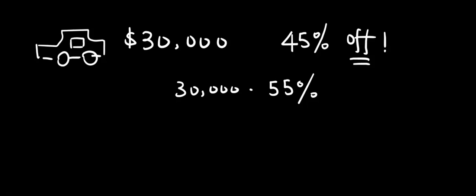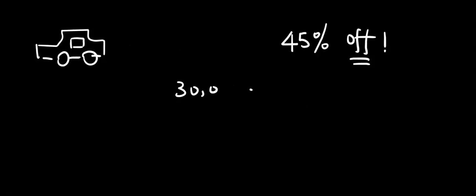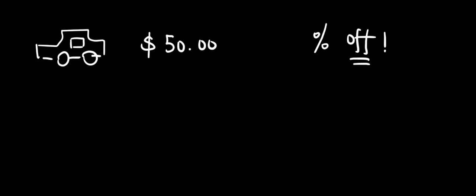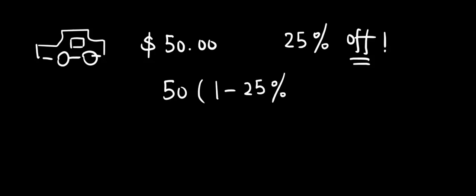Let's try another question. Suppose this is a toy car. This is a toy car, and the original price is, let's say, $50. And Black Friday is coming. We get 25% off. Remember, you can do 50 times 1 minus 25%.